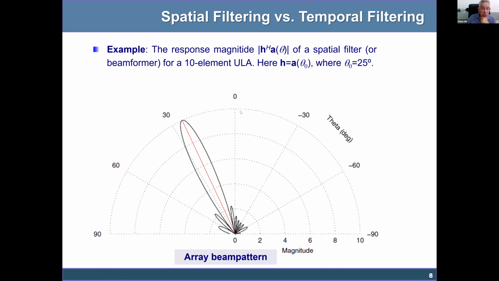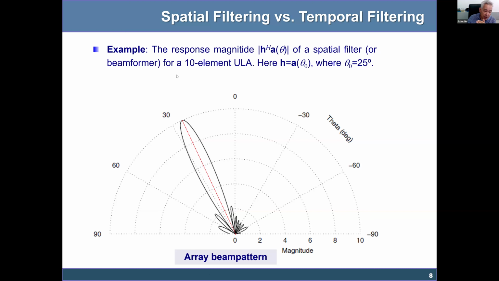So if you want to point the beam in another direction, you change the angle, you recalculate H, and then you implement the new filter. So in this way, by changing H, you can create different beam patterns pointing in different directions.